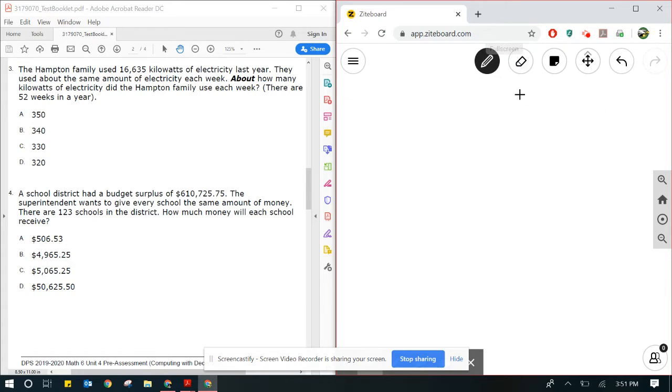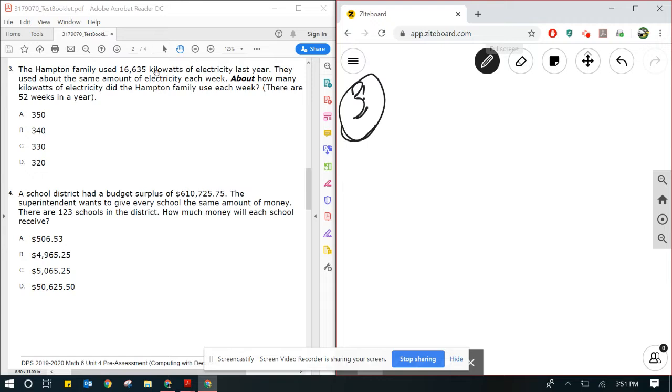Question number 3 says the Hampton family used 16,635 kilowatts of electricity last year. They used about the same amount of electricity each week. About how many kilowatts of electricity did the Hampton family use each week? There are 52 weeks in a year.